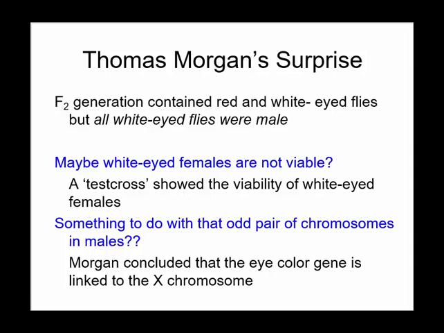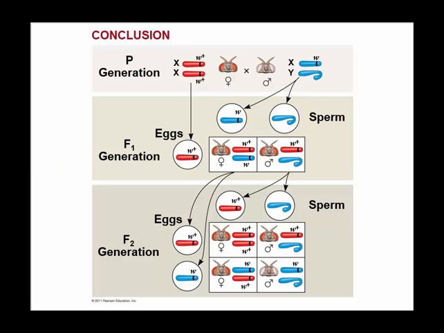And this is really what was happening. It was recognized that fruit flies had this sort of odd pair of chromosomes in males. And this is getting into that X and Y chromosome situation. And Morgan concluded that this pattern that he saw with the eye color gene is probably connected to those, and specifically the X chromosome. And so we can now overlay that pattern based on what we know about chromosomes and Mendelian inheritance.